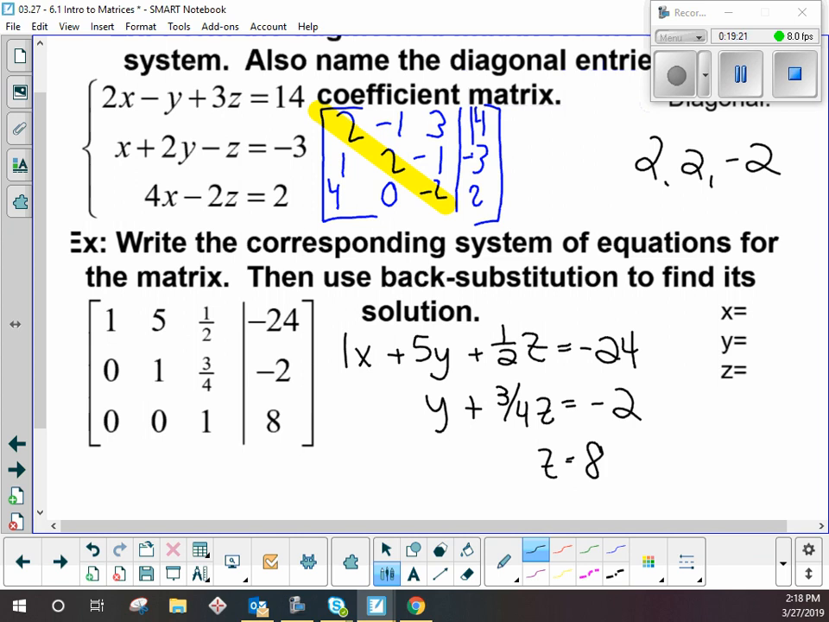If z is 8, what's the next easiest variable to find? Y, because I would just do this and plug it into that one and simplify. So you do your math, I'll do my math, and we'll solve this system.